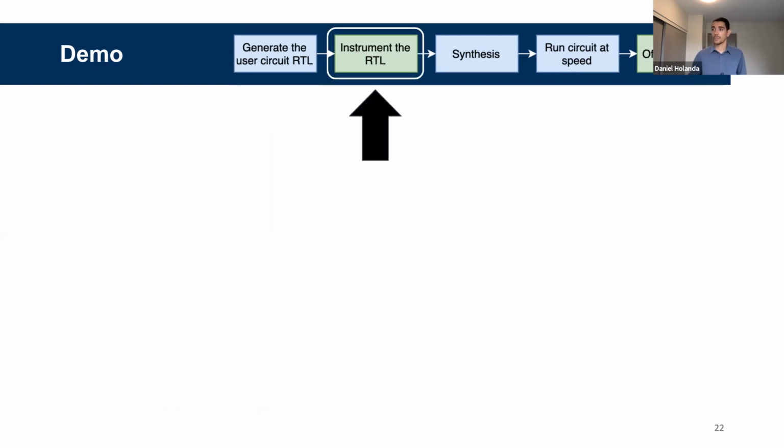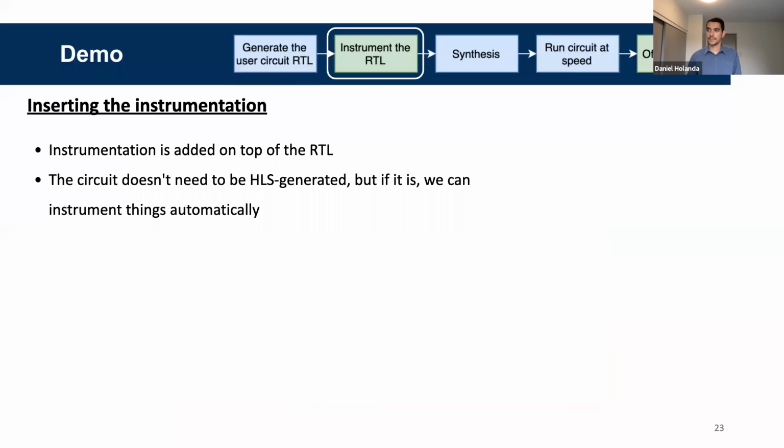Okay, so I already know which circuit I'm going to debug. So now let's instrument the RTL that has been generated. A couple of things to note here. We're different from SignalTap. We're adding the instrumentation directly on top of the RTL, so we're actually able to examine the instrumentation if you want to. Also, a very interesting point is that the circuit doesn't need to be HLS generated in order for our technique to work.